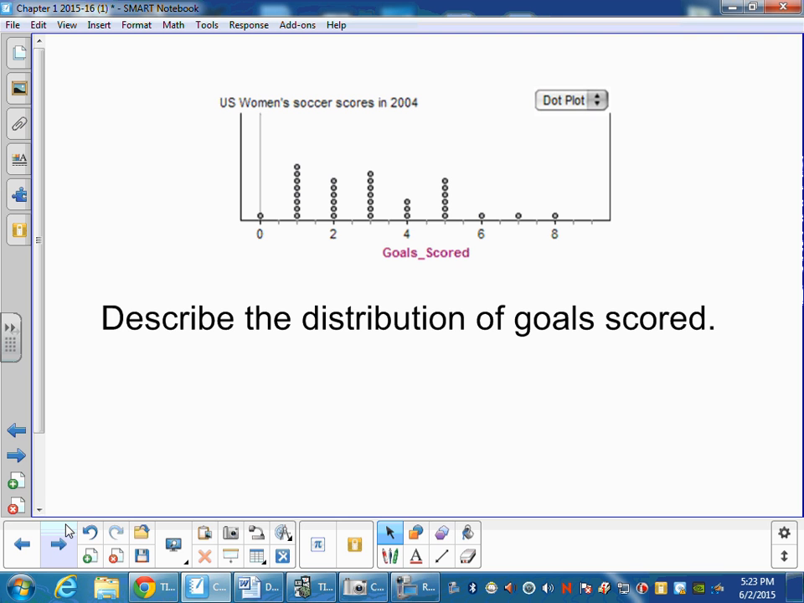So I want to see if you could describe this distribution. Good luck.